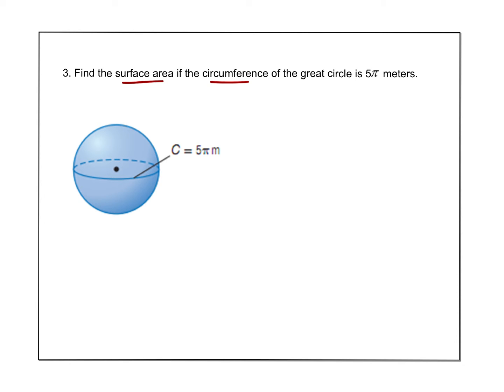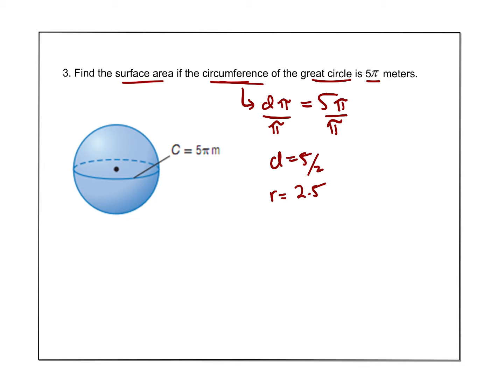Find the surface area if the circumference of the great circle is 5 pi. So circumference, remember, is just diameter times pi. So we know that that is 5 pi. If we divide by pi, my diameter is 5, which means my radius is 2.5. Remember, diameter divided by 2 gets you your radius.